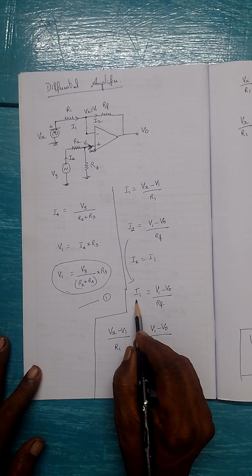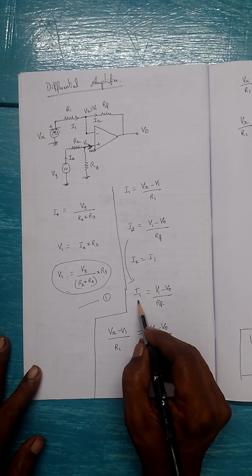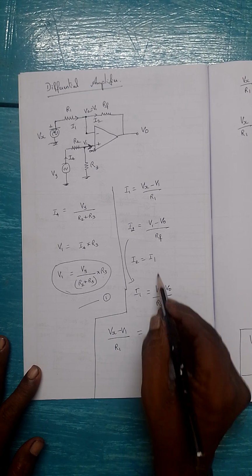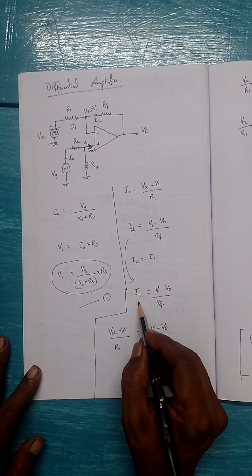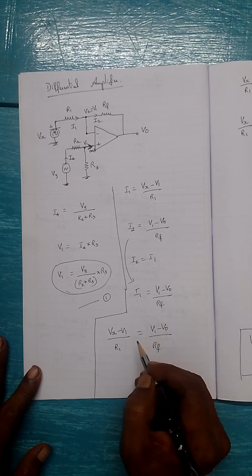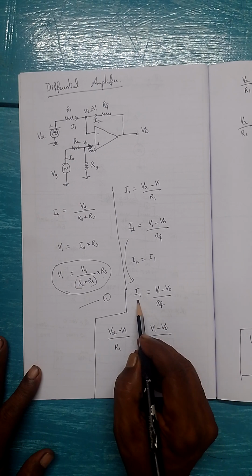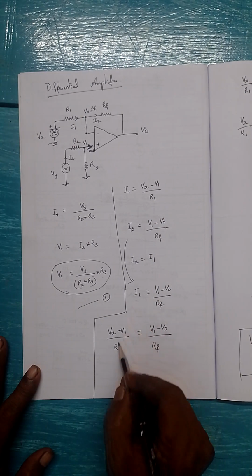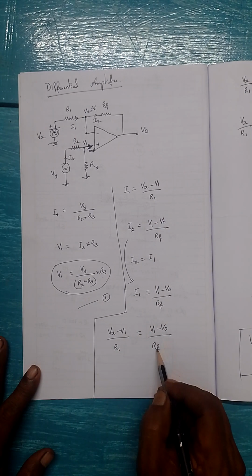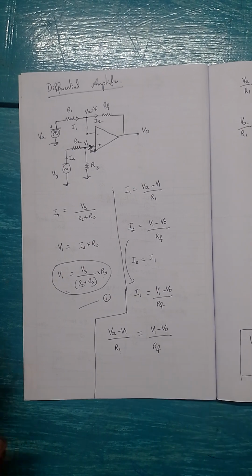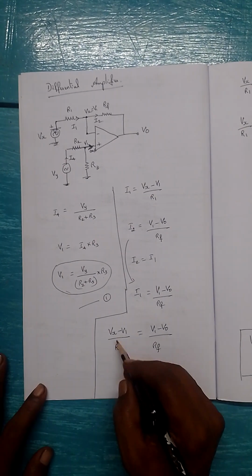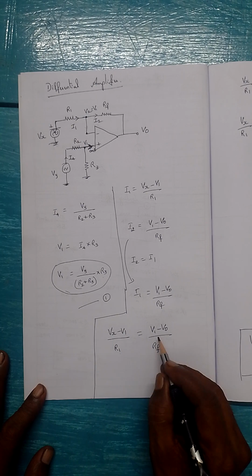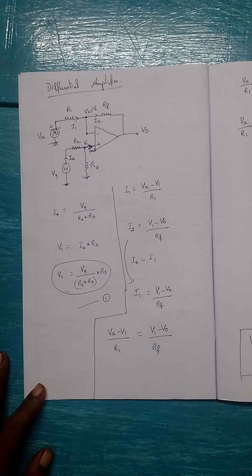Now what is I1? So in the place of I2 I can write I1. I1 is equal to V1 minus Vout by Rf. So this I2 is replaced with I1. Now what is I1? I1 is Vx minus V1 by R1. You substitute here, which is equal to V1 minus Vout by Rf. So the next step will be, this can be written as Vx by R1 minus V1 by R1 is equal to V1 by Rf minus V0 by Rf.